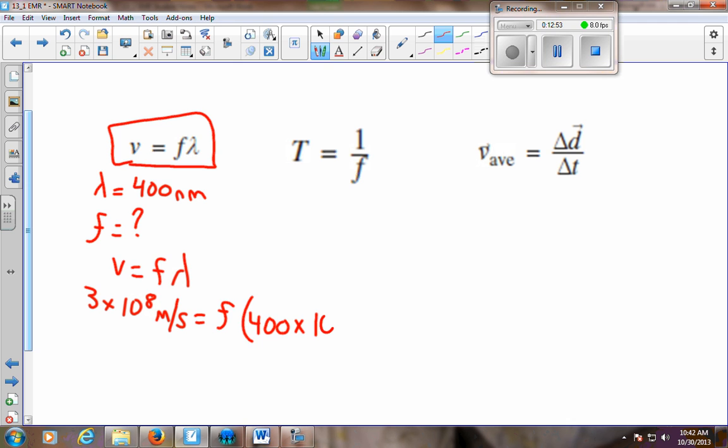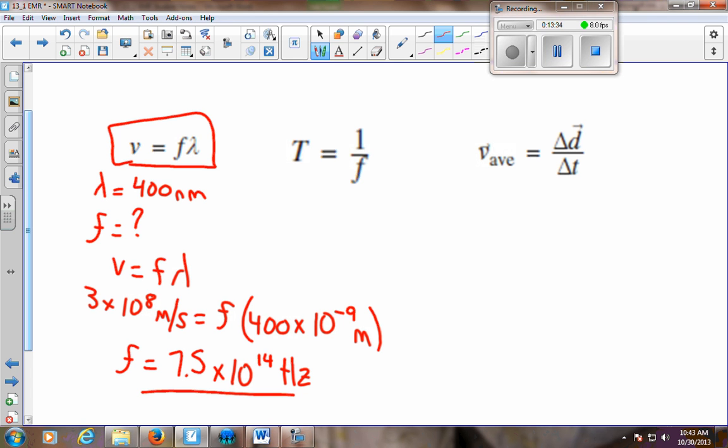Nano means times 10 to the negative 9. And that's also in your formula sheet. So just take out the n, replace it with times 10 to the negative 9. When you end up doing this, 3 times 10 to the 8 divided by 400 times 10 to the negative 9 ends up giving you a frequency of 7.5 times 10 to the 14 hertz. So I took a wavelength, I figured out the frequency. And think about this. This is a pretty huge number. Violet light completes a wavelength this many times every single second.